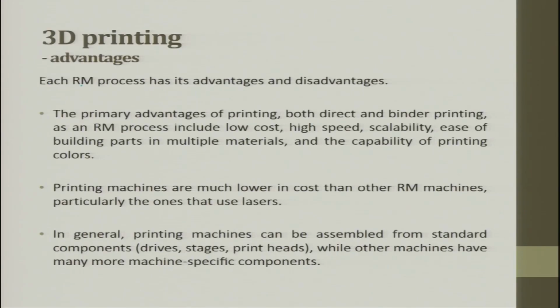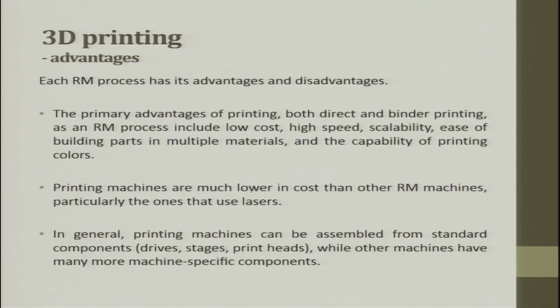So, each rapid manufacturing process has its advantages and disadvantages. The primary advantages of printing, both direct and binder printing, as an RM process include low cost, high speed, scalability, ease of building parts in multiple materials, and the capability of printing color. So, all these things are possible in 3D printing, which gives it a major edge over the others. When you use a laser, you can generate color, but here you can easily generate the color because you are mixing it with the binder.